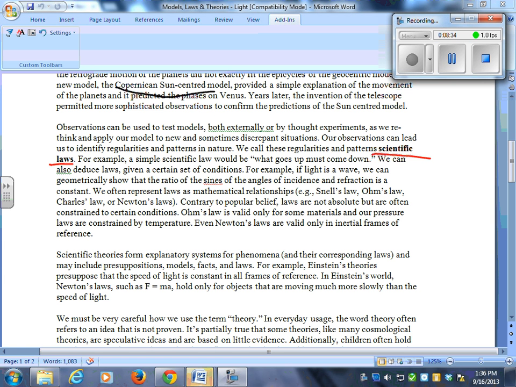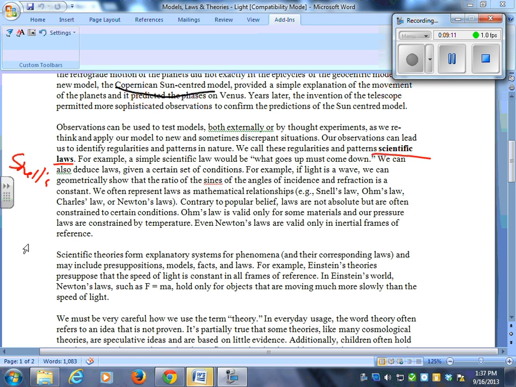We can also deduce laws given a certain set of conditions. For example, if light is a wave, we can geometrically show that the ratio of the sines of the angles of incidence and refraction is a constant. If you're interested, that's called Snell's law. It's got nothing to do with sine, cosine, and tan. Okay? Ohm's law for resistance, Charles' law, Newton's laws, all things that we have observed, and we regularly see them.